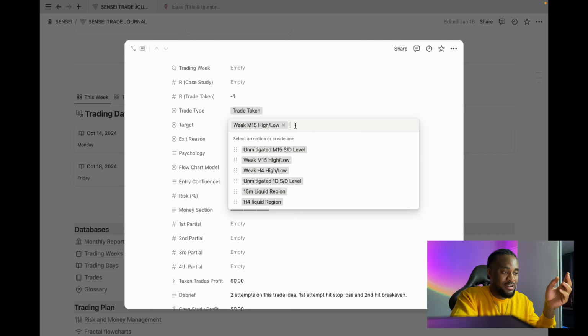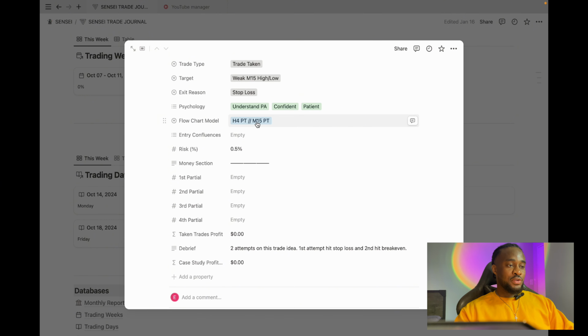Same thing as here, I have different targets. I usually target the M15 low or H4 low or supply and demand zones. There's a bunch of stuff that I can target for my profit depending on the opportunity that was available on that day. So here we have the flowchart model.